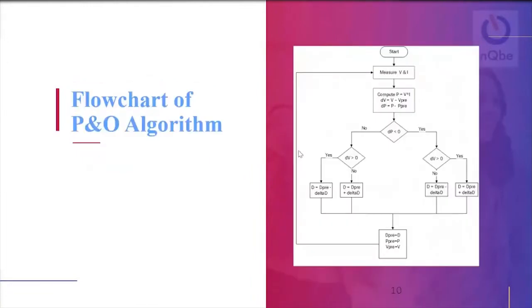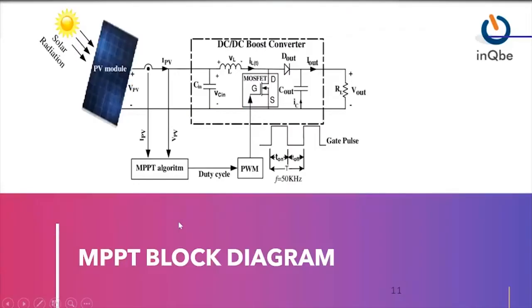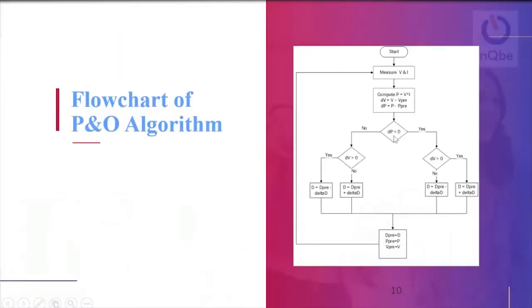This is the algorithm, just a brief algorithm: measure voltage and current. Then we will compute power. By computing power, we will compute delta P. Delta P means change in power. And Aslam, can you just use the pointer to point to the relevant block you are talking about? I will check it. Is my pointer visible? Oh yeah, now it's okay. Okay, thank you.